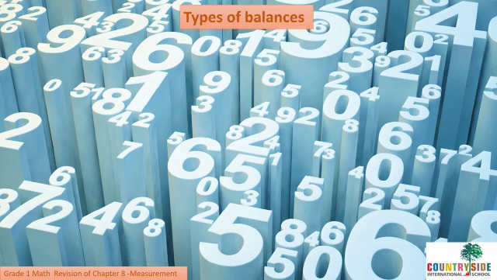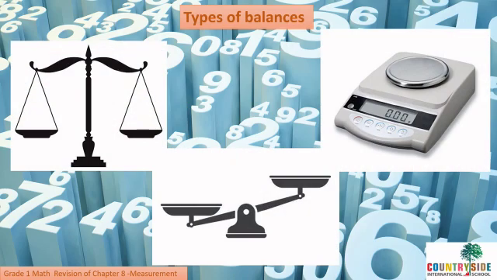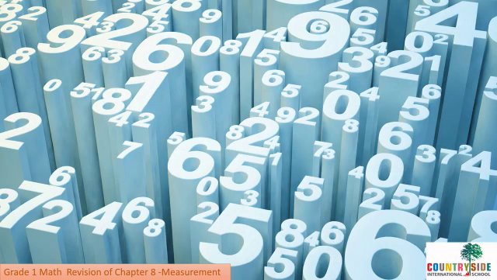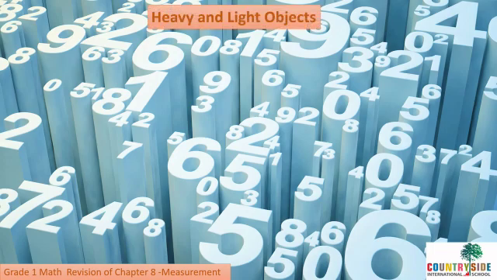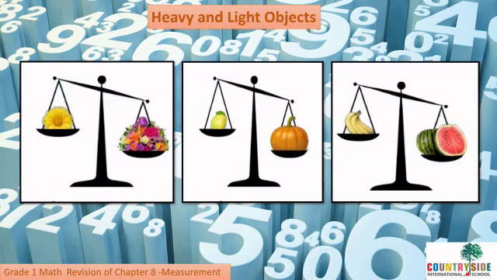Kids, we can measure the weight of the different objects by using this type of balances. This is called a pan balance and this is called a digital balance. Kids, when we place this type of objects in the pan, then the pan with the heavier object goes down and the pan with the lighter object goes up.